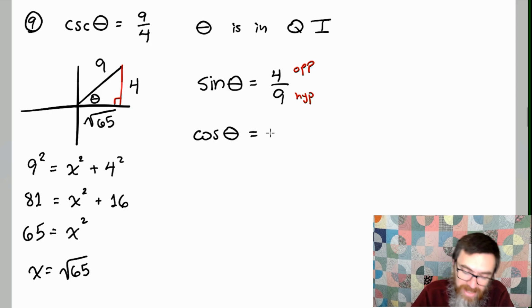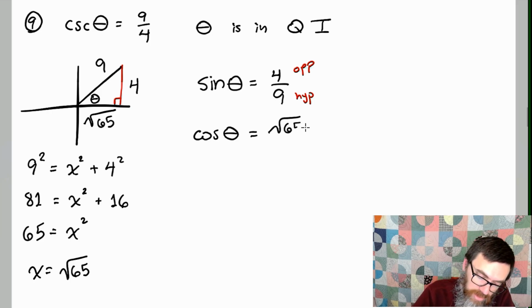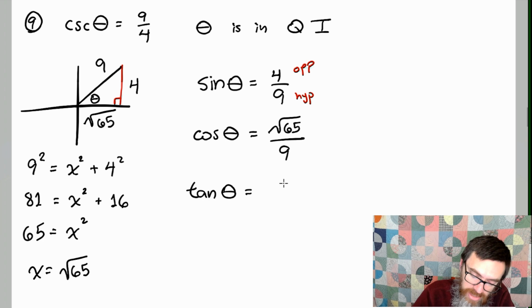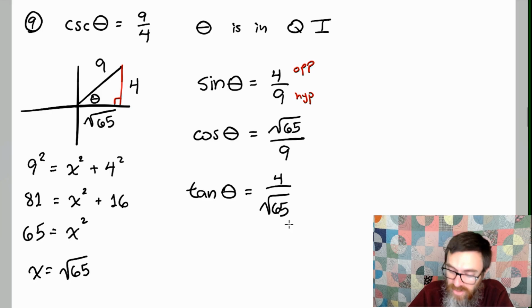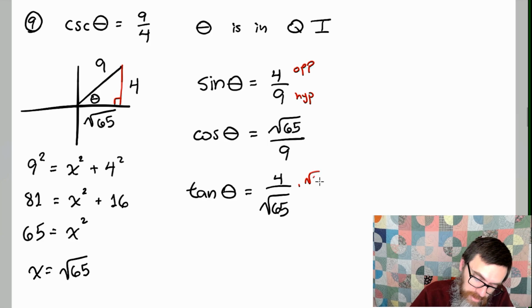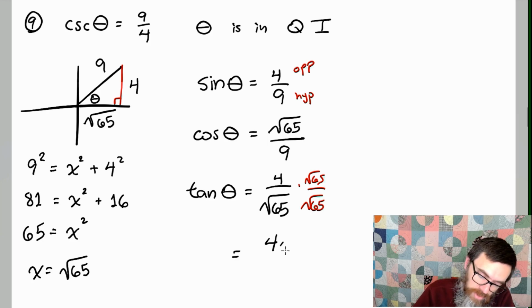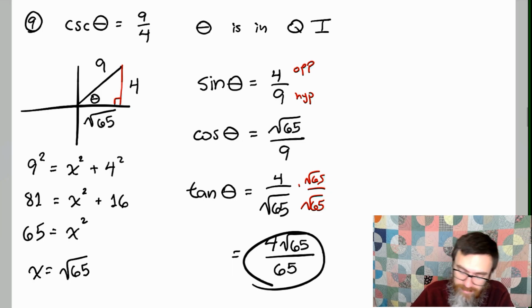Cosine is adjacent over hypotenuse. Don't need to do anything extra with that. Tangent is opposite over adjacent, but I do have to rationalize this. So square root of 65 for both of these. So we have 4 square roots of 65 over 65.